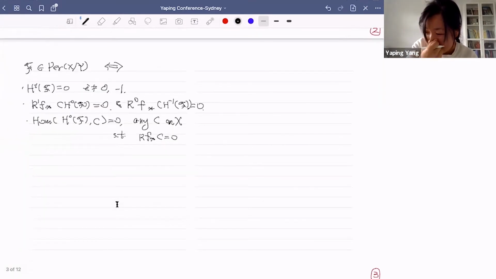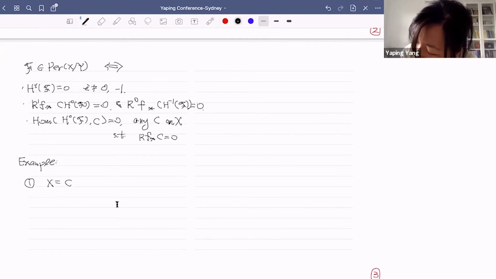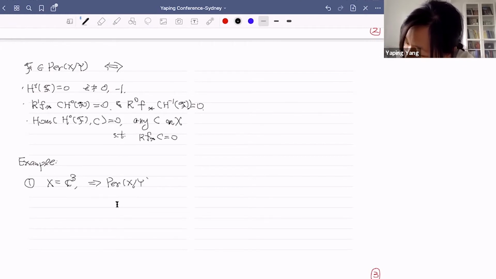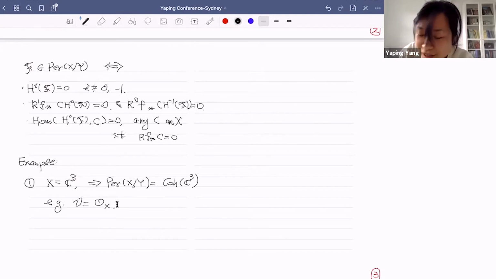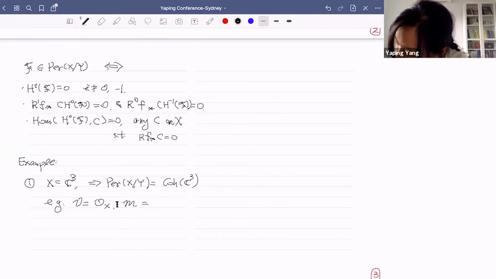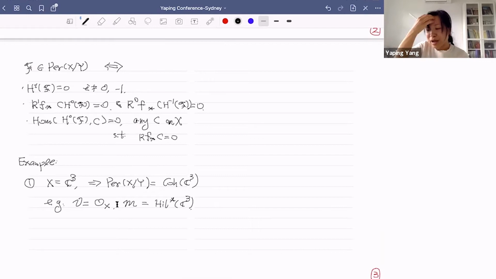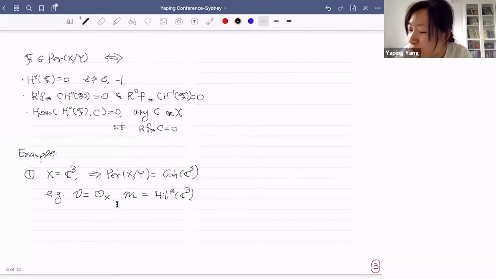Right. So let me give you some examples of this for this moduli space. For example, if I take X to be C cubed, so this category of perverse coherent sheaves is just the coherent sheaves on X. And for example, if I'm taking my V to be the structure sheaf, one example for this moduli will be the Hilbert scheme of points on C cubed. So this is a moduli parameterizing all the ideals in a polynomial ring with 3 variables of finite length.